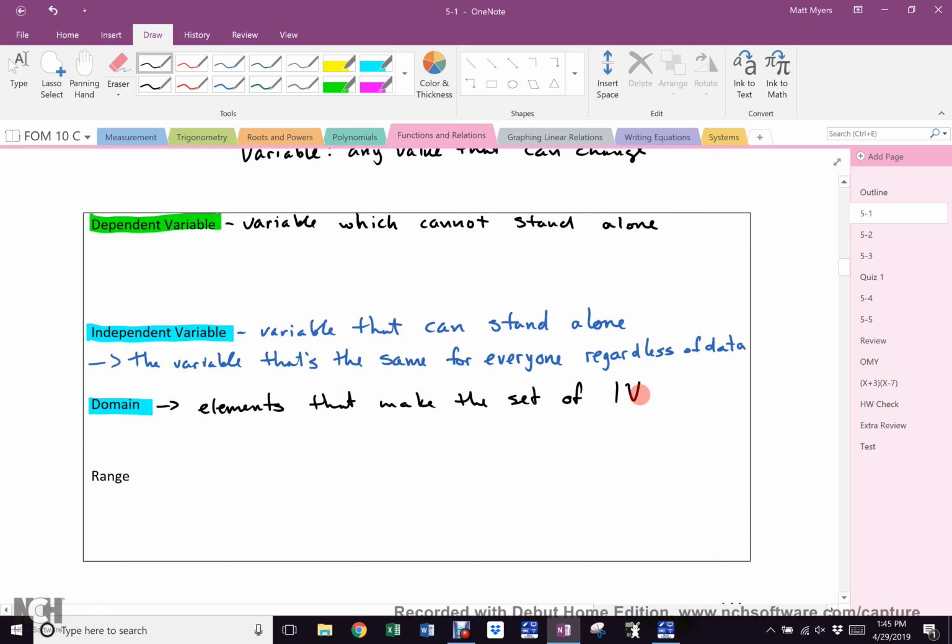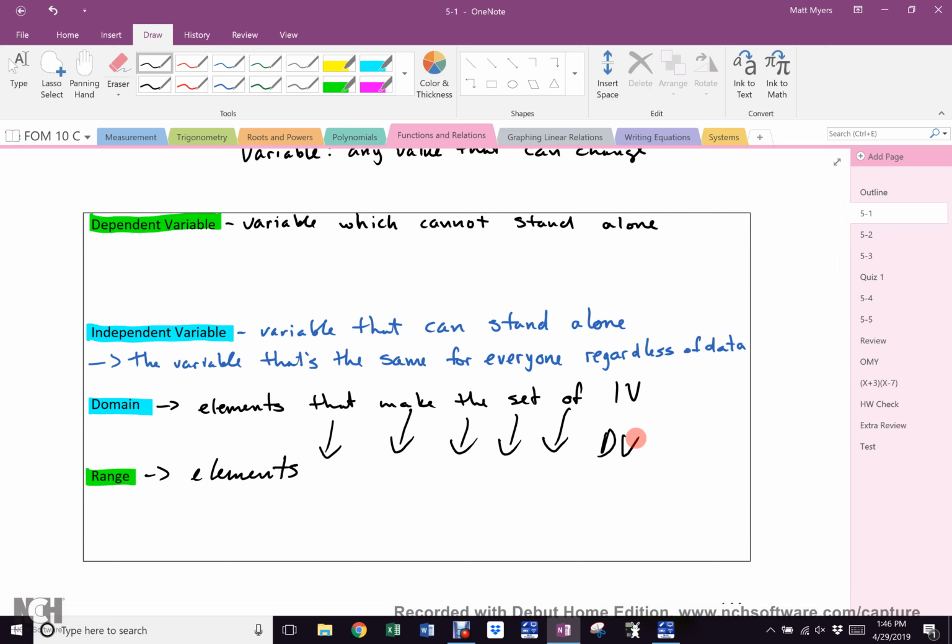All right? So, in this room, we've already established you people are the independent variable. So the domain is each one of you, because you're the elements. Everybody understand? Kid A, kid B, kid C, kid D, you're the domain. Everybody cool? So what then is the range? It's the elements that make the set of dependent variables. Is everybody cool?